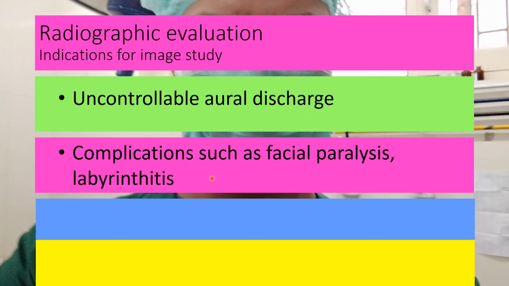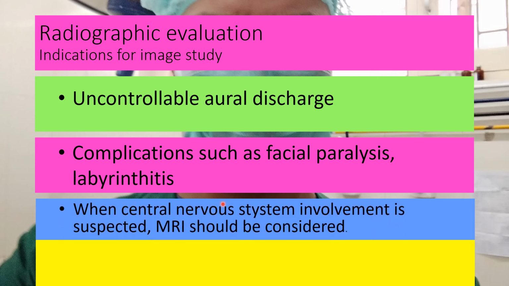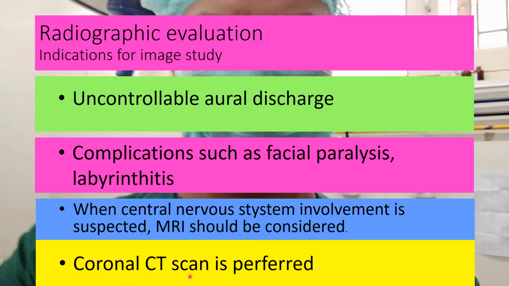Complications such as facial paralysis: the patient comes with facial paralysis and labyrinthitis. Facial paralysis is an indication for radiographic evaluation, so if a patient has facial paralysis, go for radiographic evaluation. When central nervous system involvement is suspected, MRI should be considered. Coronal CT scan is preferred: you go for coronal and sagittal sections of CT scan, or coronal CT scan, which is preferred over other modalities of CT scan.